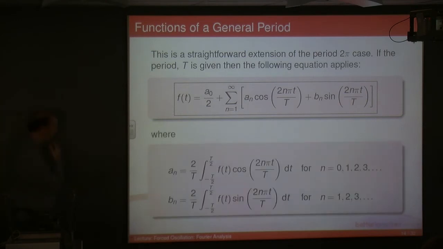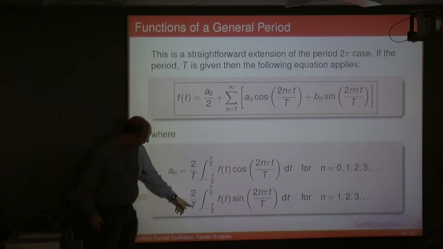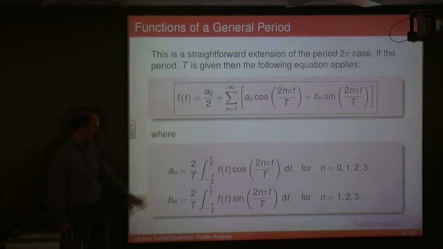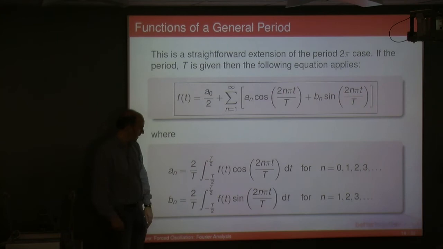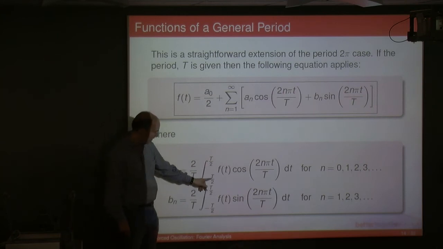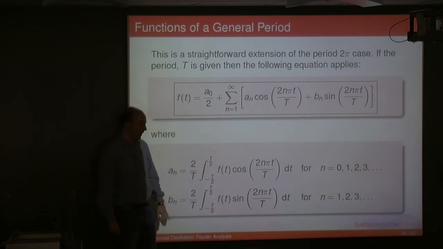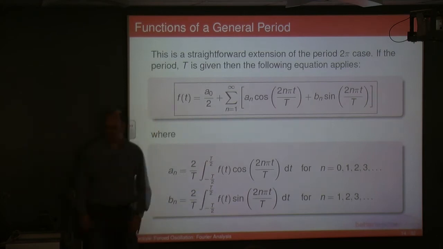And your an terms, again, you've got in terms of T as opposed to 2 pi. So again, it's quite clear that if you stuck 2 pi in here, you'd have 1 upon pi, which is what we had before. And again, T by 2, obviously you stick 2 pi in here, you get minus pi and pi. So again, it's exactly what we had before. It's just in terms of general period T as opposed to 2 pi.